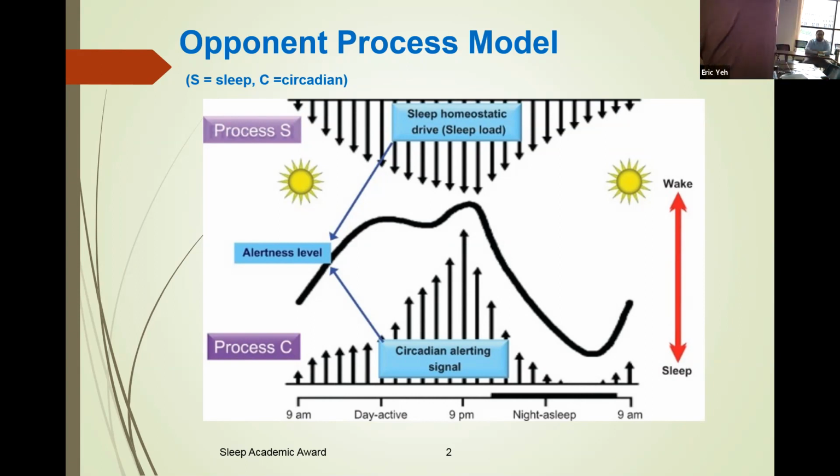We will come back to this at some point later in this presentation, but process S really is for you building up your sleep burden, and as you sleep, you replenish it. So it's very straightforward, day in, day out. And with process C, it's circadian, which goes with the alertness level and stuff like that.